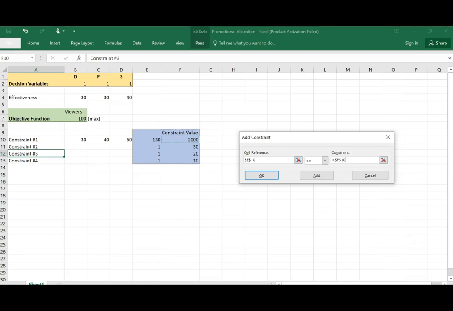I could do this one of two ways. I could either reference the cell that has the number 2000 written in it, or I can actually write out the number 2000, not 20,000, but 2000.